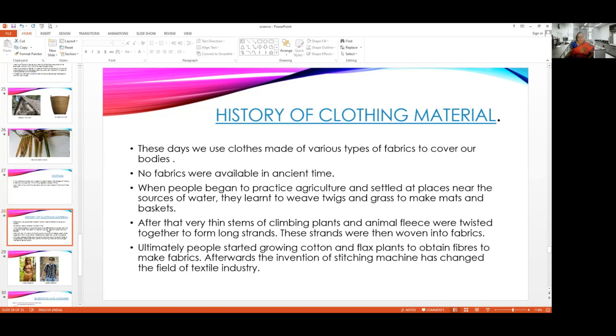So what is the history of clothing material? In ancient times, no fabrics were available. When people began to practice agriculture and settled at places near the source of water, they learned to weave twigs and grass to make mats and baskets. After that, very thin stems of climbing plants and animal hair were twisted together to form long strands. These strands were then woven into fabric. Ultimately, people started growing cotton and flax plants to obtain fibers to make fabrics. Afterwards, the invention of the stitching machine changed the field of the textile industry.